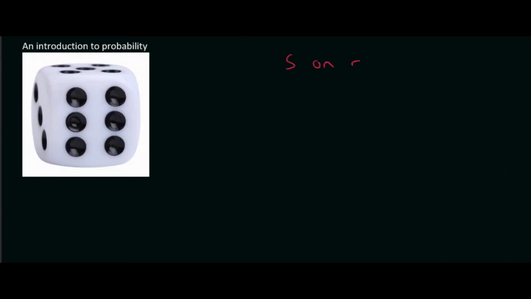Now, 5 on a dice. Okay, so let's say you want to roll a dice. What are the chances of rolling a 5? Now, many students tell me, oh, that's 5 out of 6, Kevin. But that's not correct, guys.